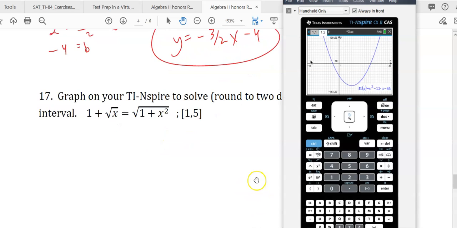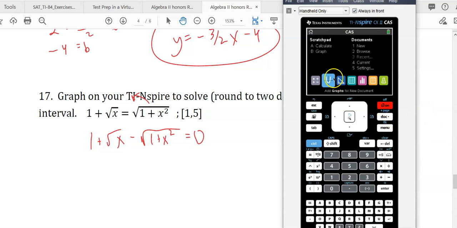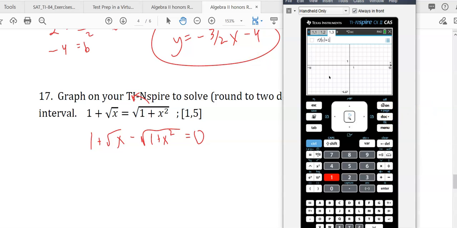Graph this. So you have a couple different options. Some students like to get it all on the same side: 1 plus square root of x minus square root of 1 plus x squared. Then you graph the left-hand side there. So 1 plus square root of x minus square root of 1 plus x squared.